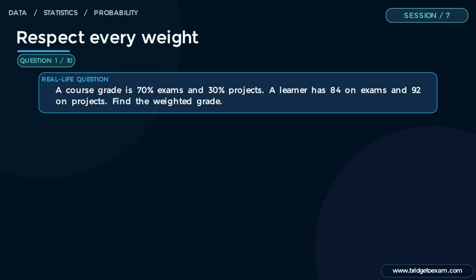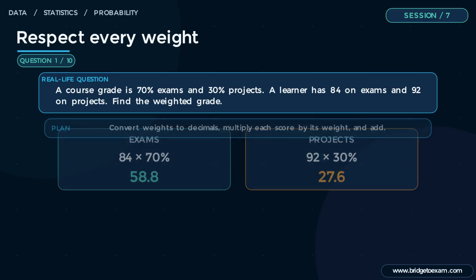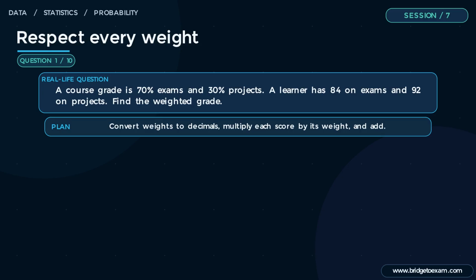Example 1. A course grade is 70% exams and 30% projects. A learner has 84 on exams and 92 on projects. Find the weighted grade. The comparison places both cases on the same scale. Plan: convert weights to decimals, multiply each score by its weight, and add.